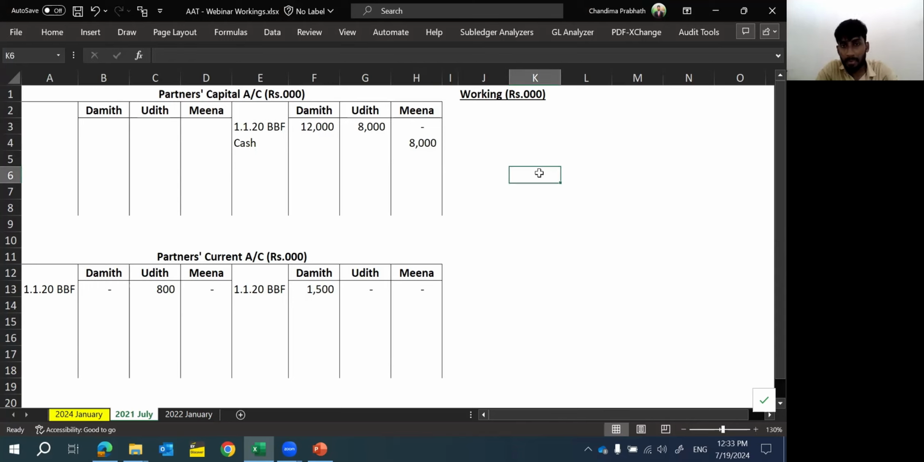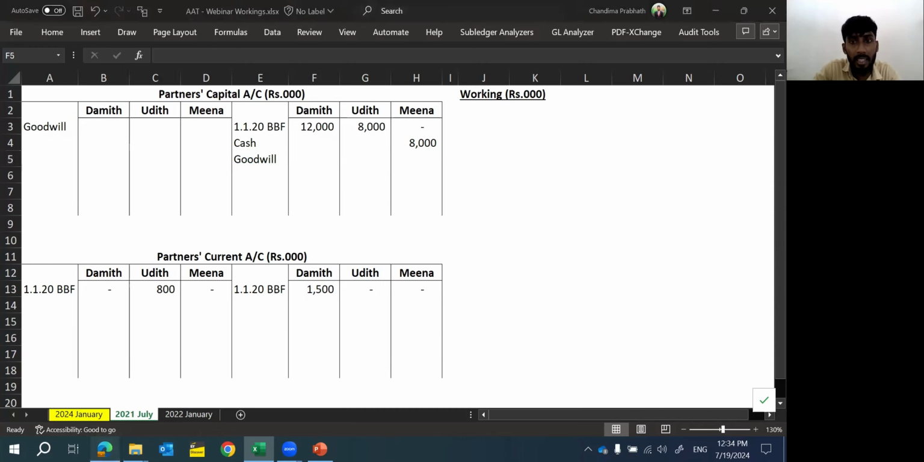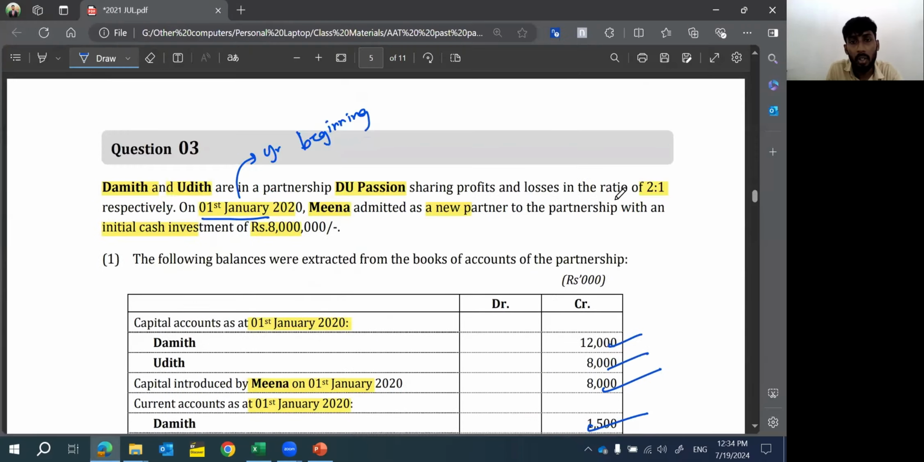Done. Then we need to do the goodwill adjustment. How to do it? We need to debit the partners' capital accounts for goodwill at the new rate, and credit the partners' capital accounts for goodwill at the old rate. So what was the old rate? The old rate was 2:1 for Damit and Udit.